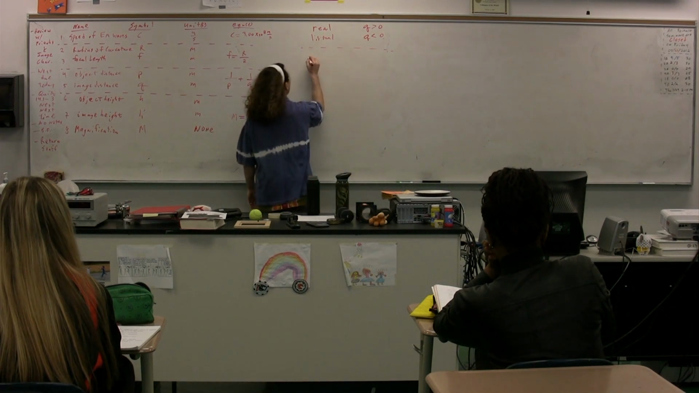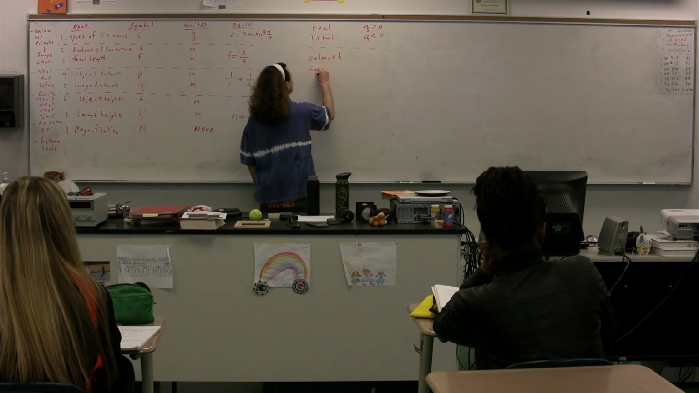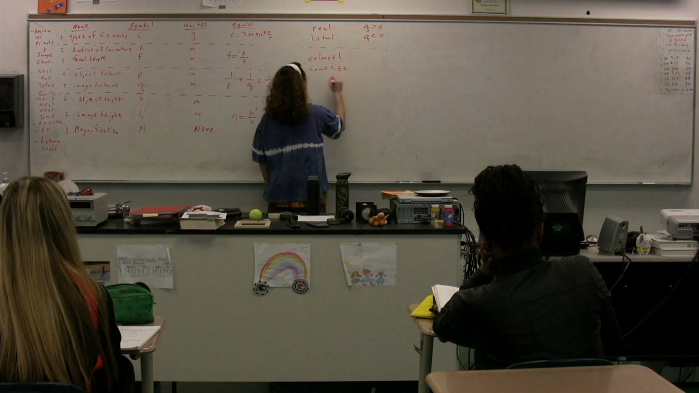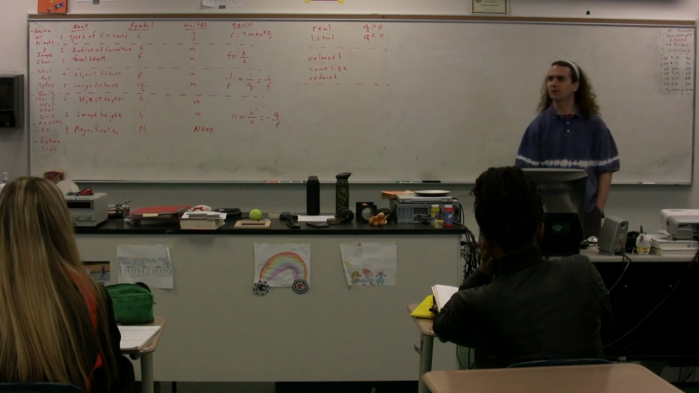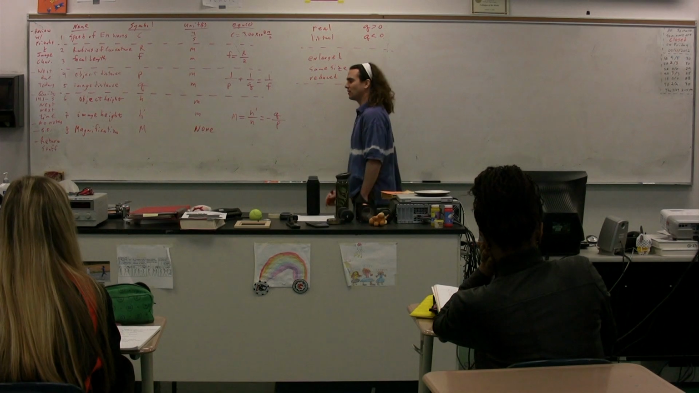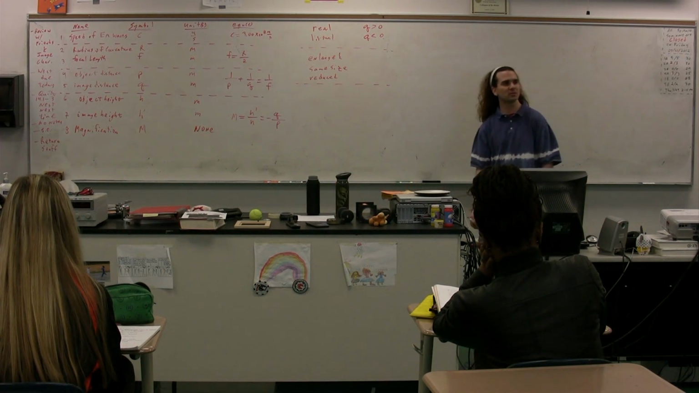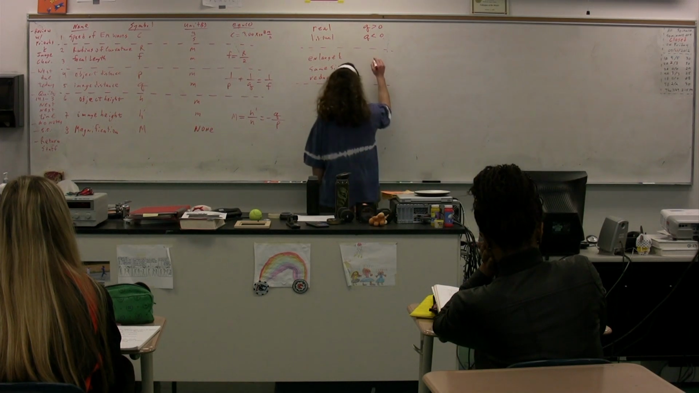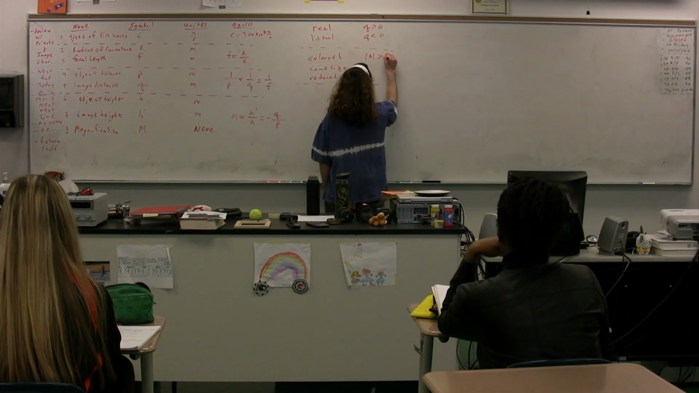We can also have an enlarged image, or an image that's the same size, or a reduced image. Tell me how we know those. What letter will help us figure out those? Thank you. M stands for? Okay, so what about the magnification will make it either enlarged, reduced, or the same size? If it's enlarged, the absolute value of M is. M, please say the word. Magnification is greater than. Good, keep going.